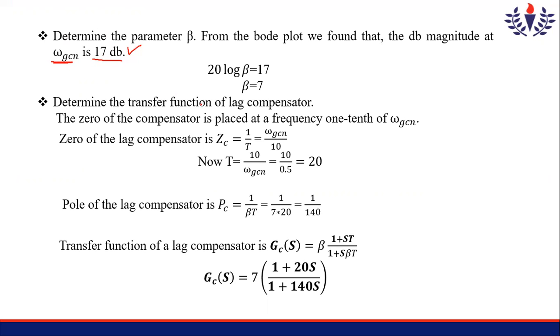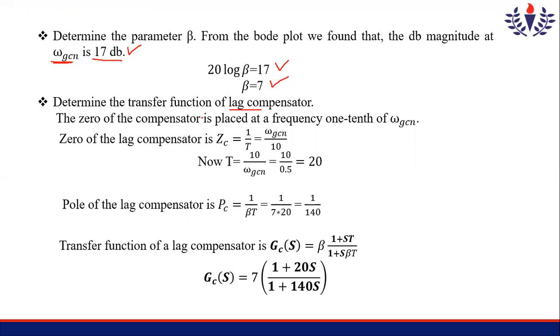So this one we are equating to the beta, and from this we are finding the beta value. That means 20 log of beta equal to 17. And if we simplify this one, beta equal to 7 we are getting. Once we know the beta value, then we can find the transfer function for lag compensator. In lag compensator also we are adding one pole and one zero. So now we need to observe what is the location of the pole and what is the location of the zero. Once we know that, that is the lag compensator transfer function.